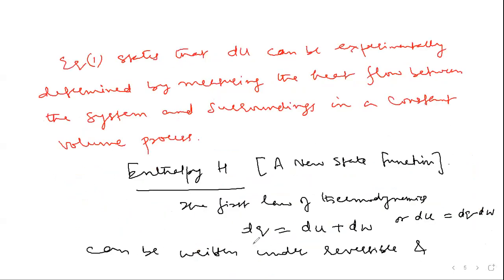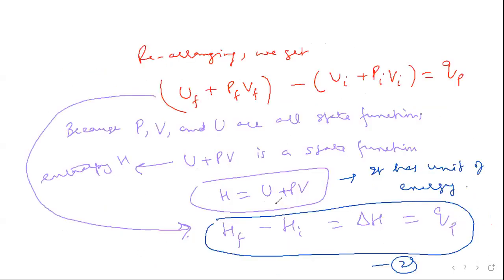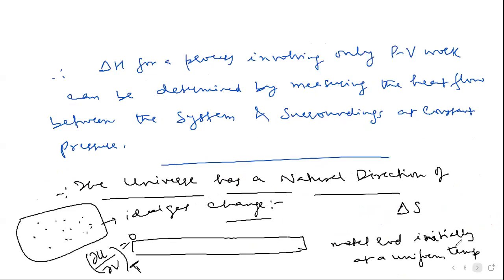And we defined our new state function, enthalpy, H, which is defined as H equals U plus PV. This was the defining equation. We said its units are those of energy. And we said how to determine the change in enthalpy simply by measuring the heat flow between the system and the surroundings at constant pressure.